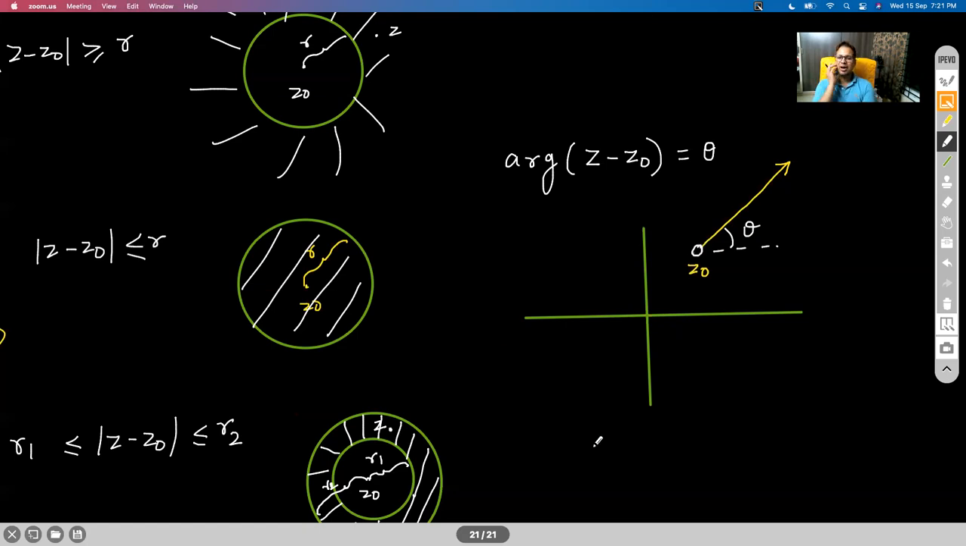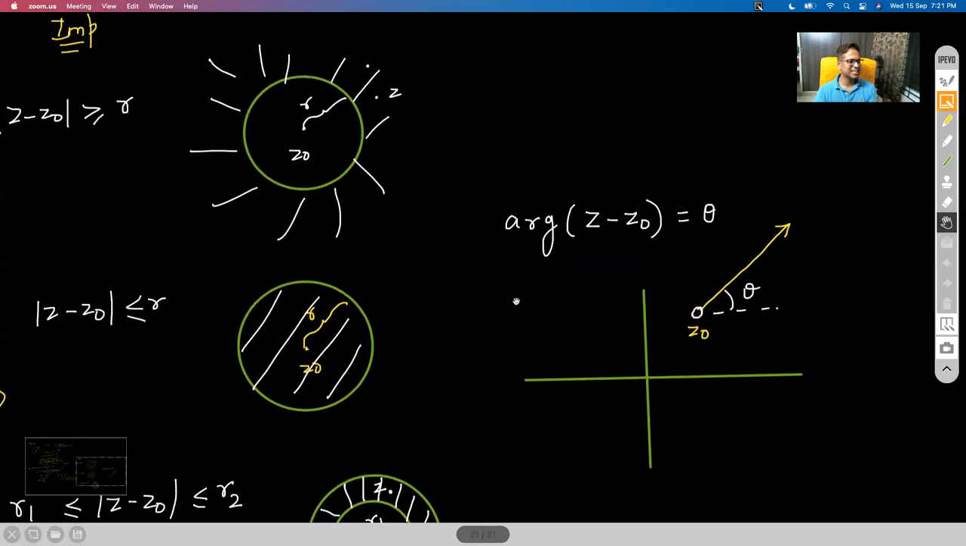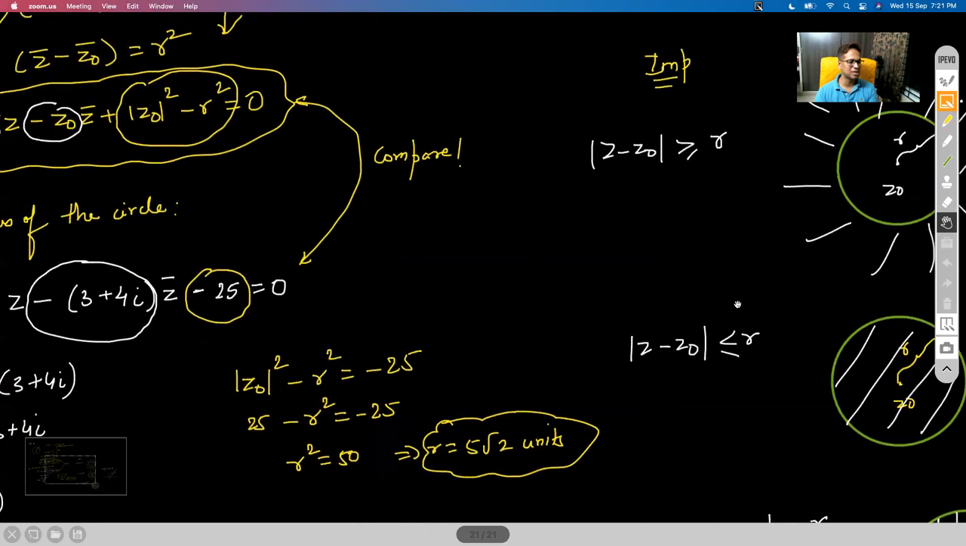Now, many people ask, sir, why will Z0 not be included? Because if you put Z as Z0, you'd be saying the argument of zero is theta. But the argument of zero is undefined. So such kinds of important situations can also be asked. Is it fine? Any problem related to this locus-based understanding?